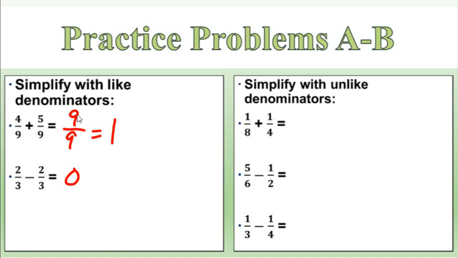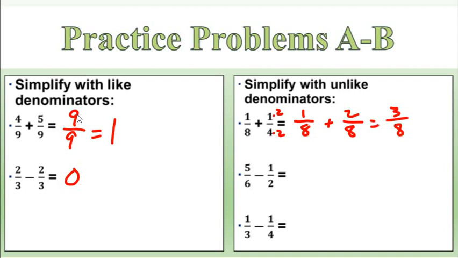With unlike denominators, this first one, common denominator is 8. So I just keep the first one the same. I need to multiply 4 by 2 to get 8. Whatever I do in the denominator, I must also do in the numerator. So 2 times 1 is 2. If I add them together, I get 3/8.